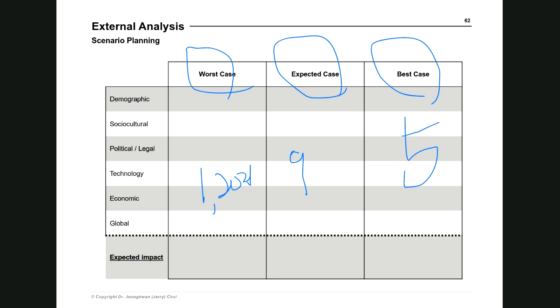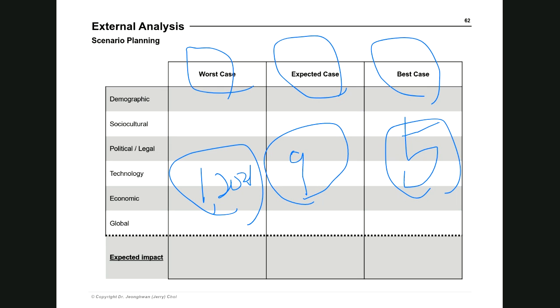So according to our best scenario, expected scenario, and worst scenario, we can set up our strategies accordingly. So that is our external analysis. Today, we go to the internal analysis.